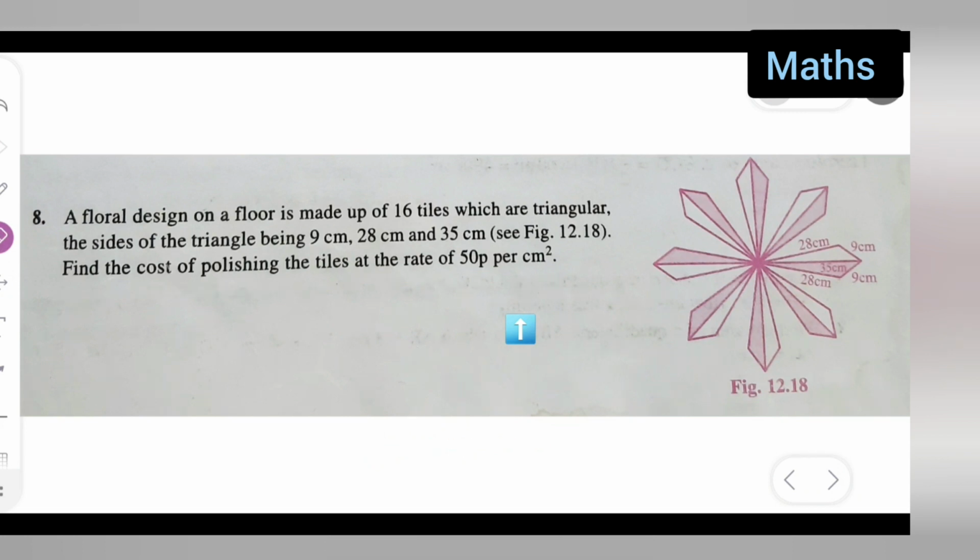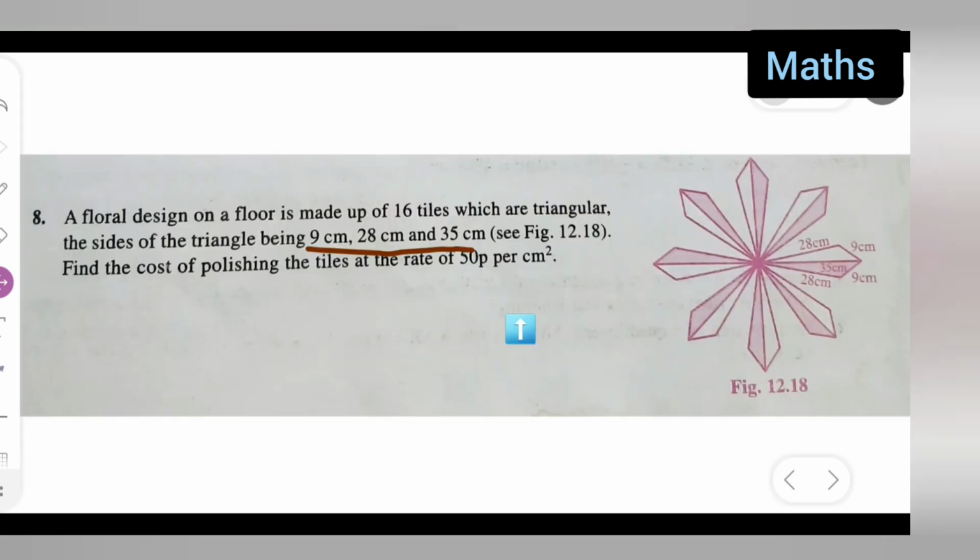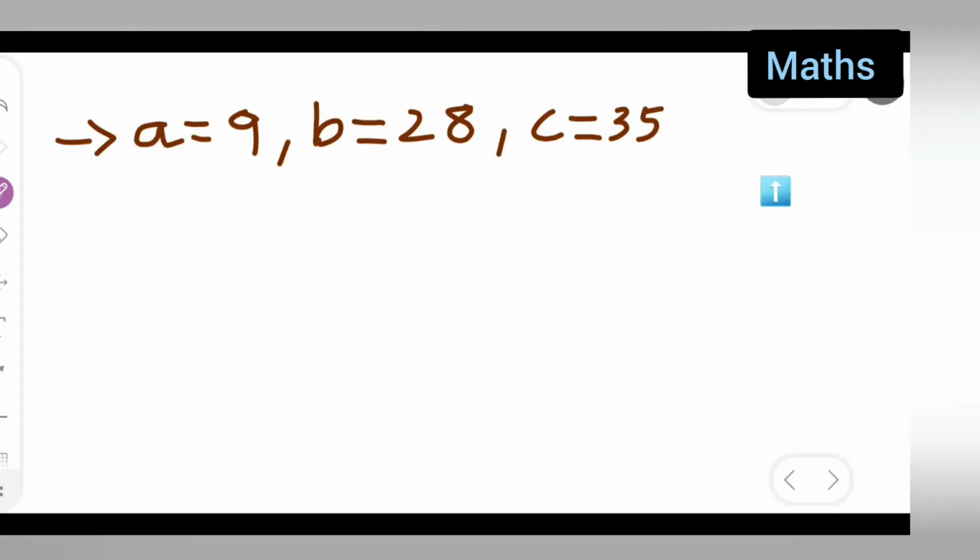So let us start. Our A is what? A is 9, B is 28, C is 35. So this is what you all got. Write it down. From here, all the sides are given. Now we need to find the semi-perimeter. For semi-perimeter, the formula is S is equal to A plus B plus C upon 2.